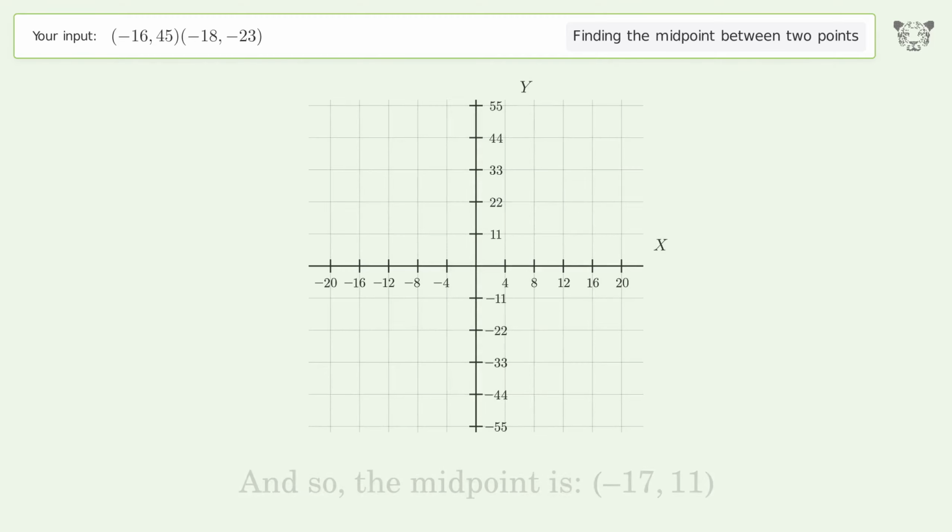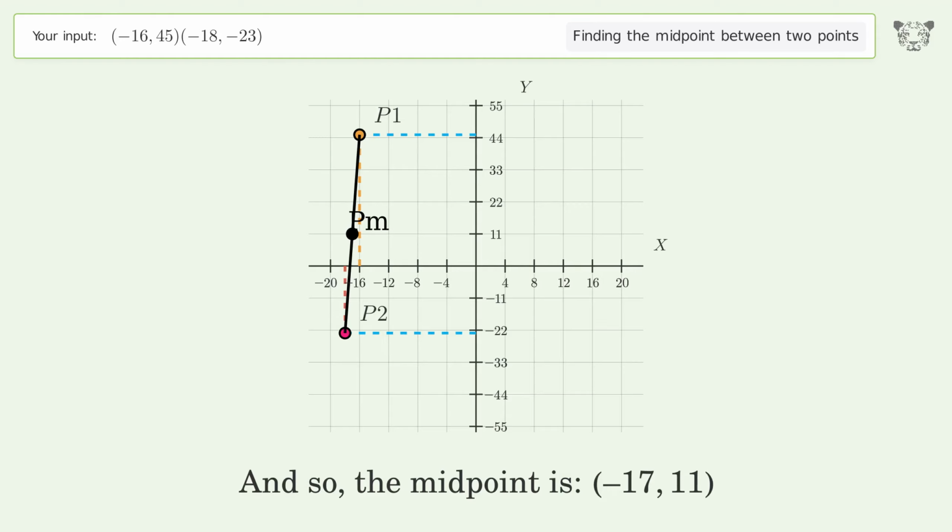And so, the midpoint is negative 17, 11.